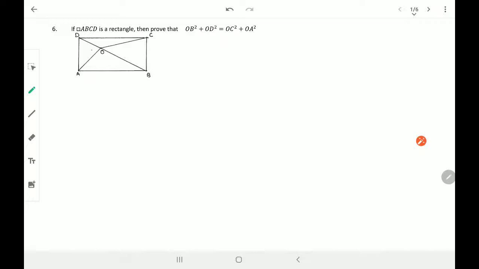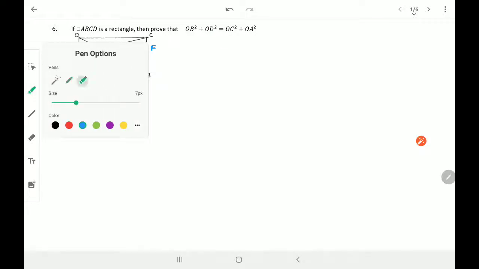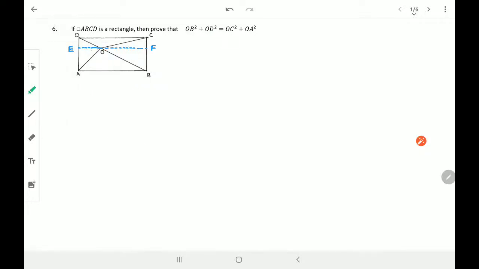Let us understand. You have to draw a line parallel, passing through O, intersecting DA and BC at points E and F, maybe E and F. So it's very clear that the lines are parallel, that means the angle is 90, and the shaded region right now is a rectangle again, right? Fine. So let us see how I can make use of this.